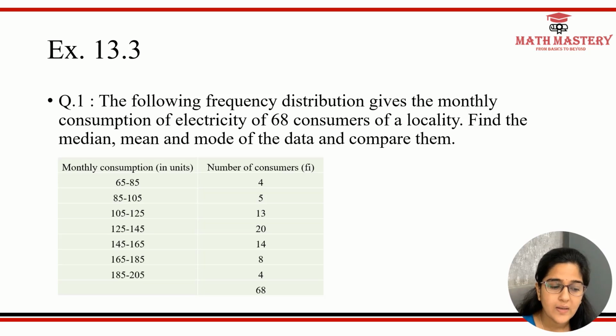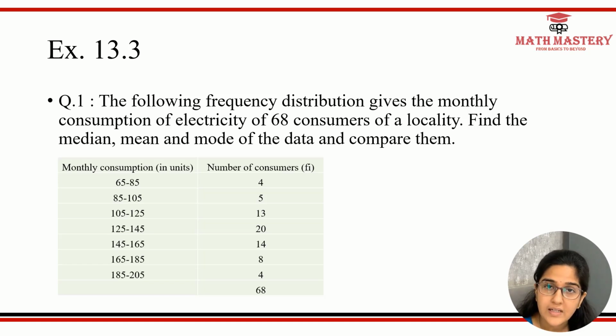The following frequency distribution gives the monthly consumption of electricity of 68 consumers of a locality. Find the median, mean and mode of the data and compare them. So we are given a frequency distribution of monthly consumption of electricity. Now we have to calculate all the three measures of central tendency: mean, median and mode.